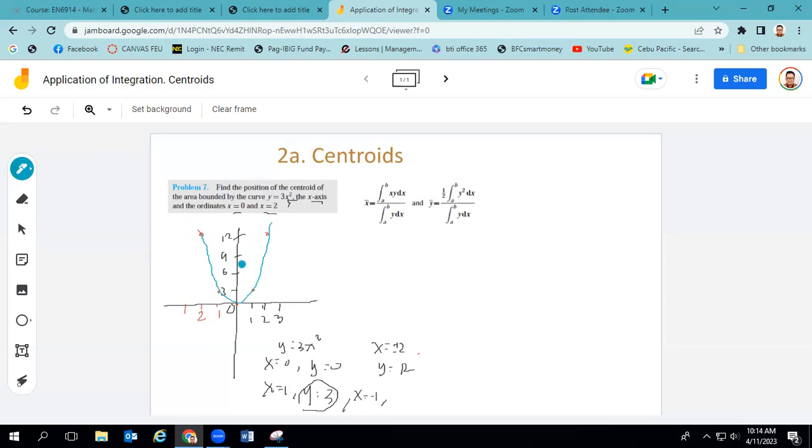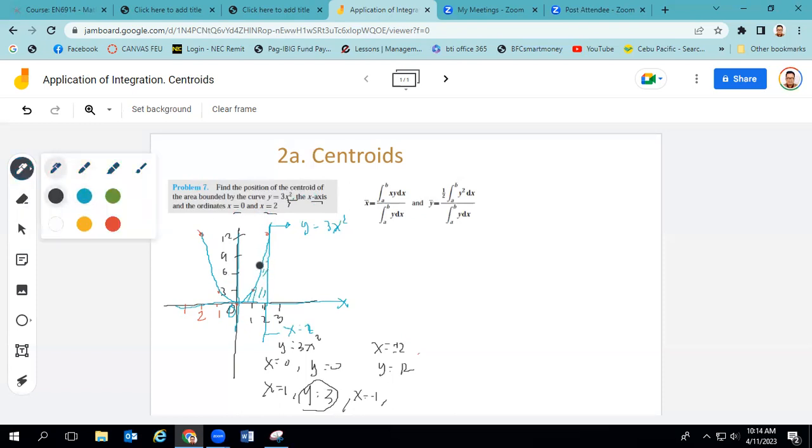So this is the curve, and according to the problem, the area is bounded by the curve y equals 3x squared, and then the x-axis. This one is the x-axis. This is x equal to 0, and this one is x equal to 2. In other words, you are going to compute for this area. This is the boundary.